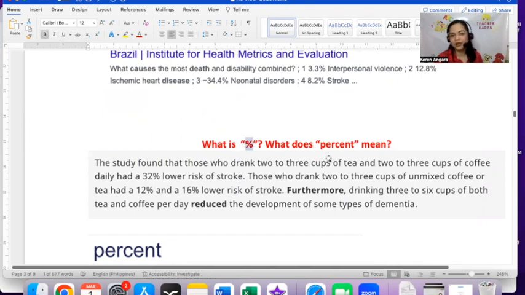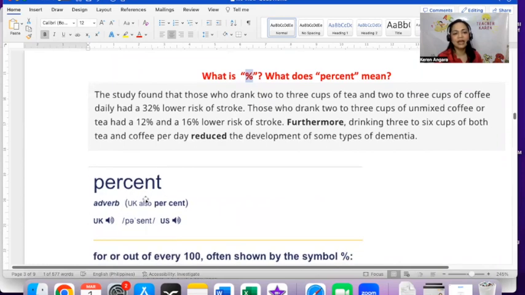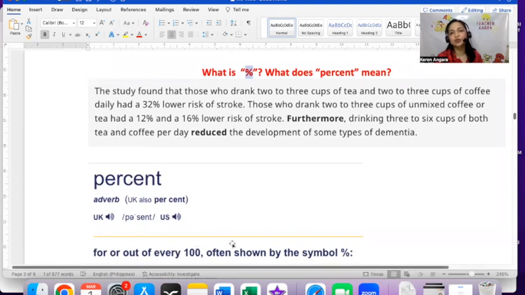What does percent mean? So percent, once again, if you use Cambridge Dictionary, it's an adverb. It's an adverb, and it means for or out of every 100. So let's say if this is 32% lower risk of stroke, it means you only have, what, 68% risk of stroke, because 32 plus 68 is equal to 100. You just have to explain the math and write it on the chat box, and make sure you get to explain it properly. Percent means for or out of every 100. So it means if there's a 100% risk of stroke, it's only 32 out of 100.